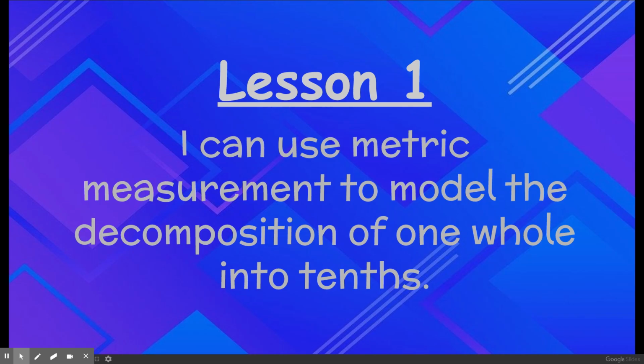All right, you guys, our learning goal today was I can use metric measurement to model the decomposition of 1 whole into tenths. And now you know metric measurement means using decimals.